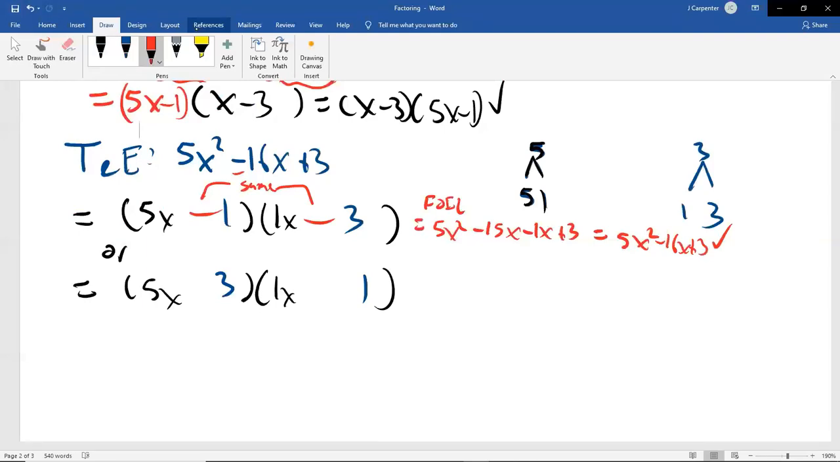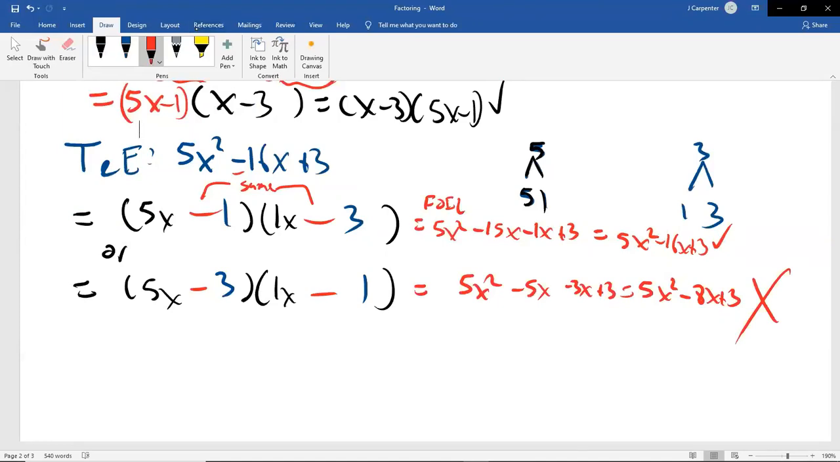Maybe another student did this one first. Maybe they tried the second one first and they got 5x squared, then times a minus 5x, then minus 3x, then a plus 3, which would have given us 5x squared minus 8x plus 3, which is wrong. So again, someone could have tried the second one first, got it wrong, and then went and did it the first way and got it right. There was only 2 trials to do here.